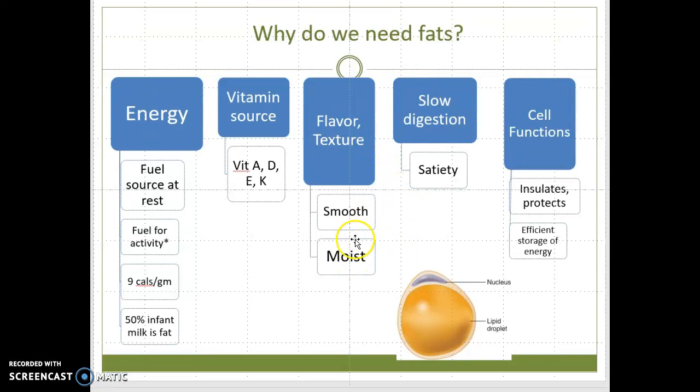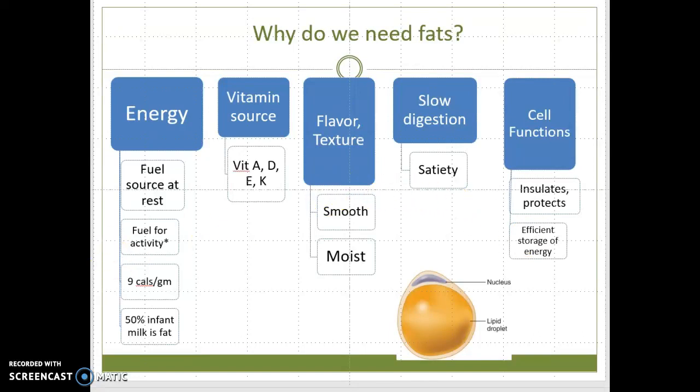What do you like about biscuits? What do you like about croissants? There's a lot of fat in between the layers of starch. It also helps with satiety, making us fuller faster, because it has extra calories. And then it insulates and protects, so you have a layer of fat all throughout, subcutaneous, right underneath your skin. It insulates you, and it's a very efficient storage for energy.